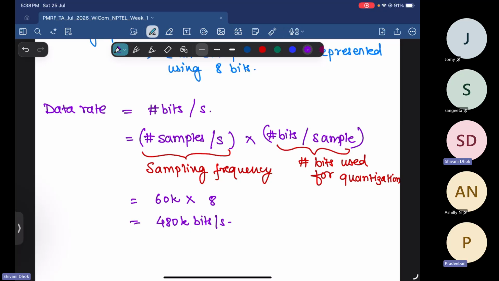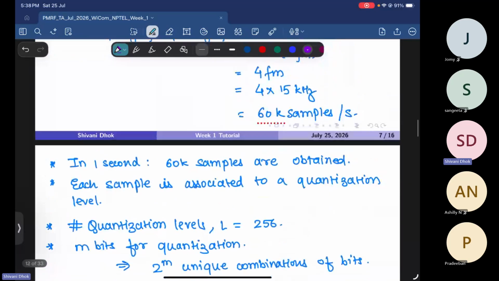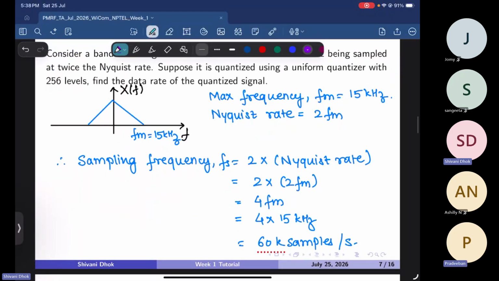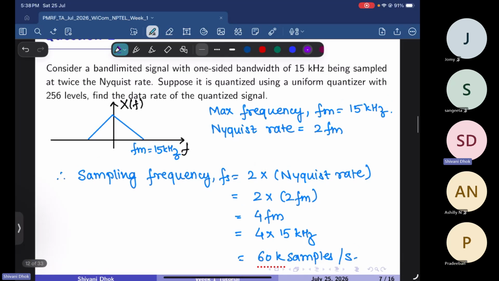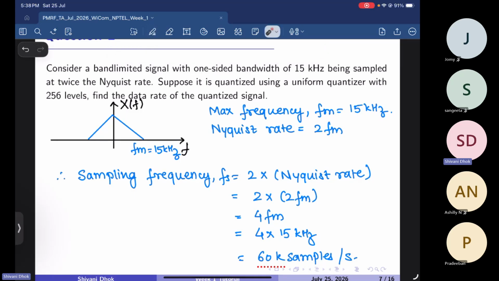Hi, ma'am. I have one question. Yeah, go ahead. In sampling, here, 2 into 2 FM. Nyquist rate is 2 FM, correct? It's 30, right? Then that will come directly. Now, why 2 into 2? That I didn't get. Okay, so now go back to the question that we have. It says that this particular signal is being sampled at twice the Nyquist rate. Got it, ma'am. Understood. Yeah, thank you.